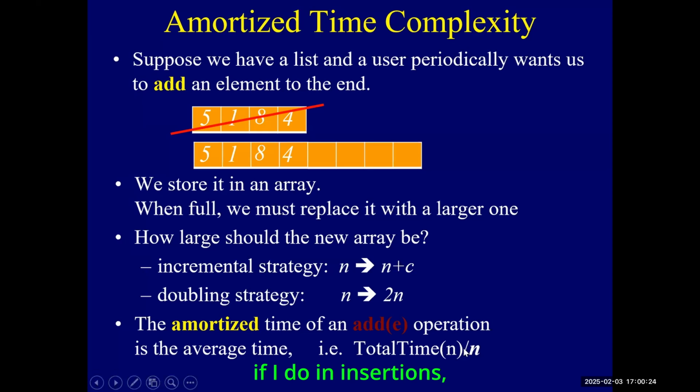If I do n insertions, with an abstract data structure like a queue, and I do n pushes and pops in any order I want, I can push, push, push, pop, pop, pop, or just push. I do n of them, I take the total time, and I divide by the number of operations I do. That gives me the average time per operation. And what do we want our average time to be? Constant. Why? Because in our linked list it was constant, and we want a constant.